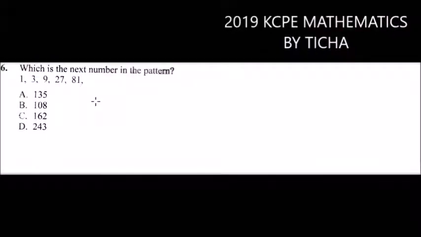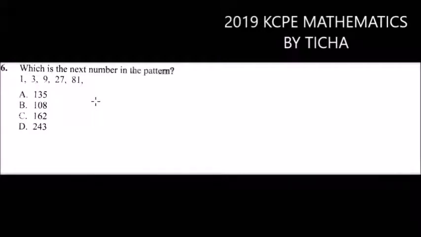Question number 6. What is the next number in the pattern? 1, 3, 9, 27, and 81. So a pattern is formed by following a certain rule. Maybe you can find a pattern whereby a certain value is added. Maybe the terms are multiplied by a certain value, or they are divided by a certain value. So the most important thing is, first of all, to understand the rule that is being followed. That way it will be easy for you to answer the question.